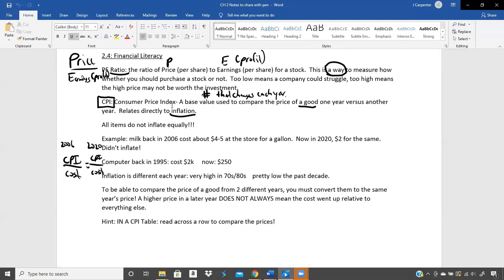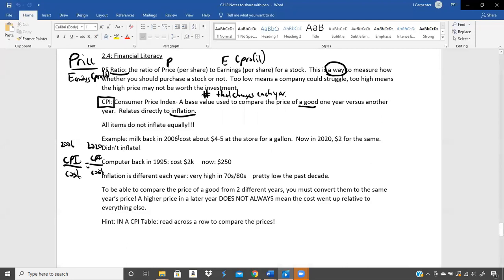The dollar was worth more in 1990, so it was a lot harder to get $1 to buy that ream of paper. But it wasn't a lot harder, maybe 50% more difficult, maybe 100% more difficult. It just depends on how the inflation has happened over the last 30 years, and those CPI values give us a way of accounting for that. All items don't inflate equally, and that's what we're going to do some examples of coming up.